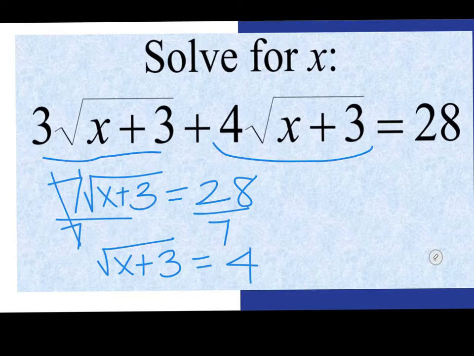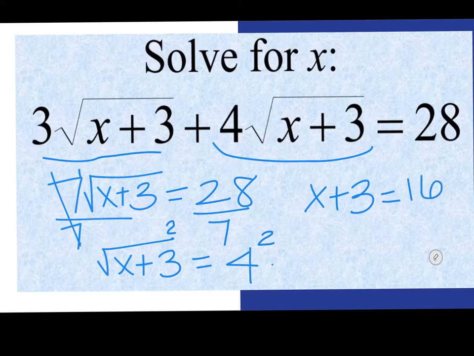And my next step is step 3, to square both sides. So I'm just going to square this side and square this side. And remember, any radical times itself just makes the radical come out of the radical sign. So that radical x plus 3 is going to turn into just a normal x plus 3. And on the right-hand side, I have 4 squared, which is 16.